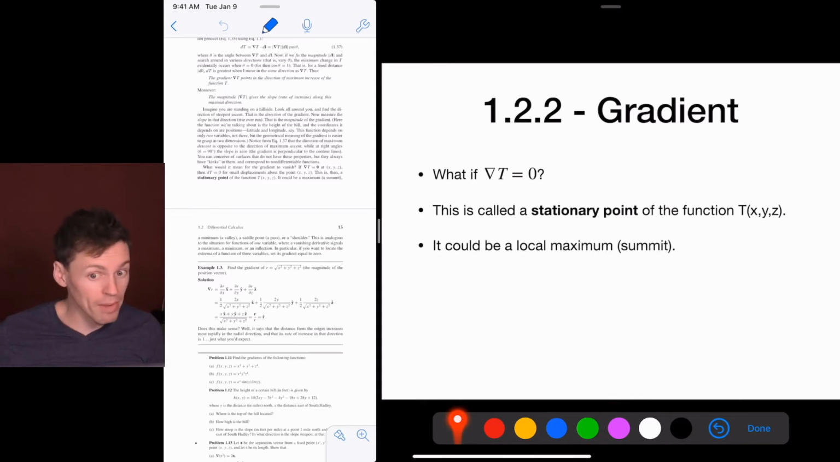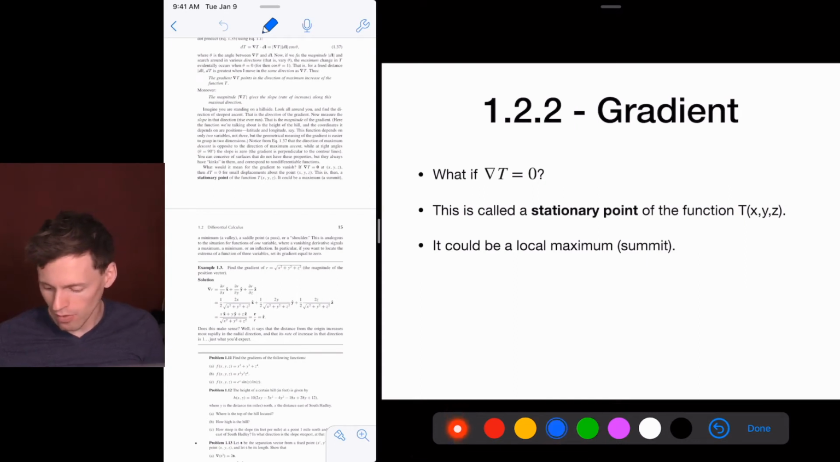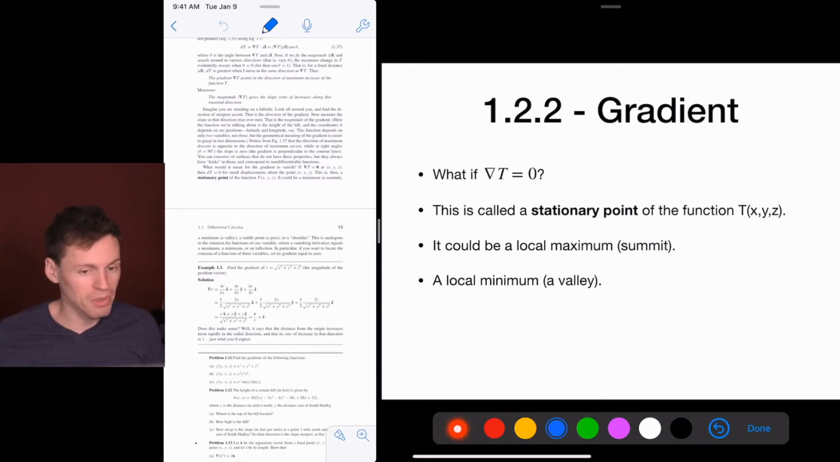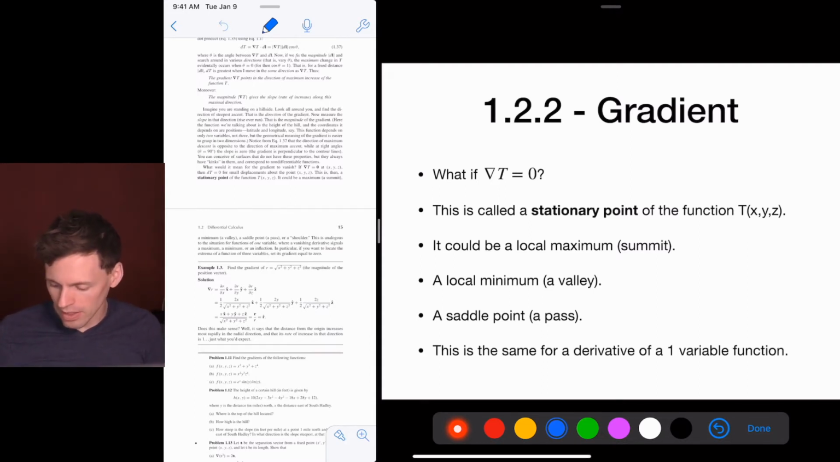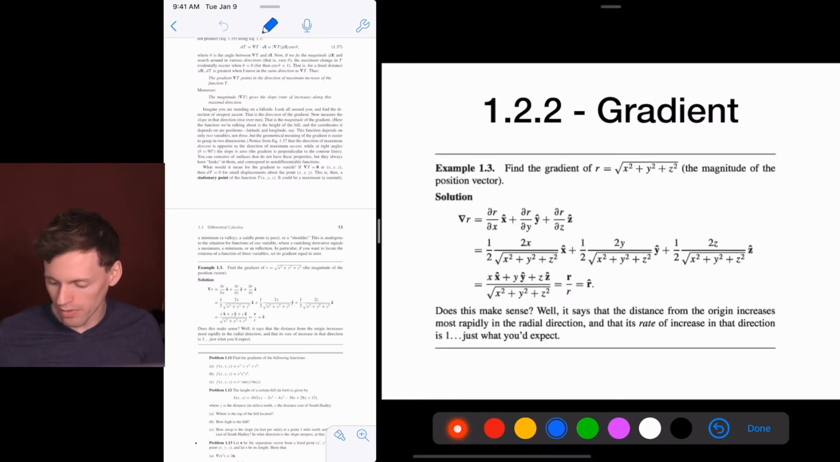It could be a local maximum. So you could have your function going up and coming back down, a three-dimensional kind of mountain, and right at the top of it the derivative is going to be 0. It could be at the bottom of a valley. It'll be 0. It could be at a hill or a pass. It's the same as for the derivative of a one-variable function.